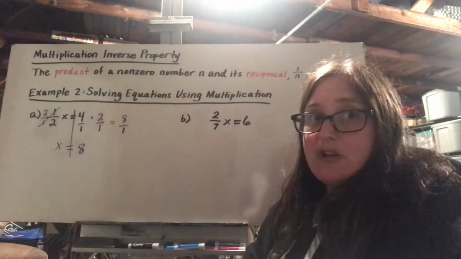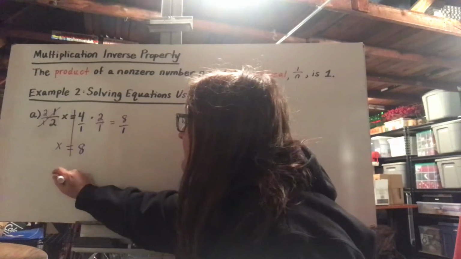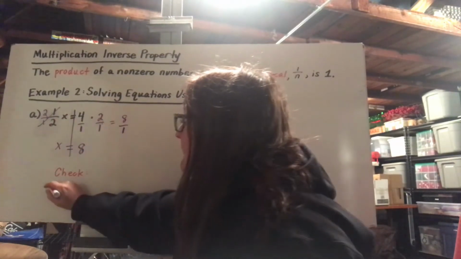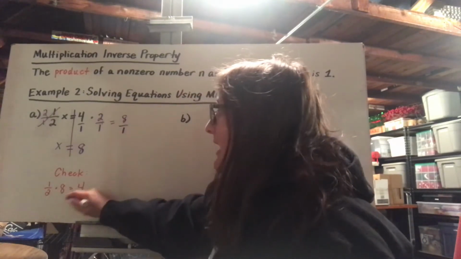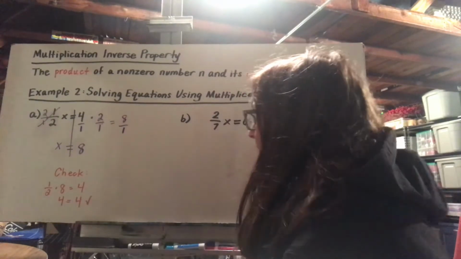Then I'm going to check my answer. I always want to check it. So I got 8 as my answer. I'm going to put that back into the original equation. So I had 1/2 times 8 equals 4. Well, 1/2 of 8 is 4. 4 equals 4. It checks out.